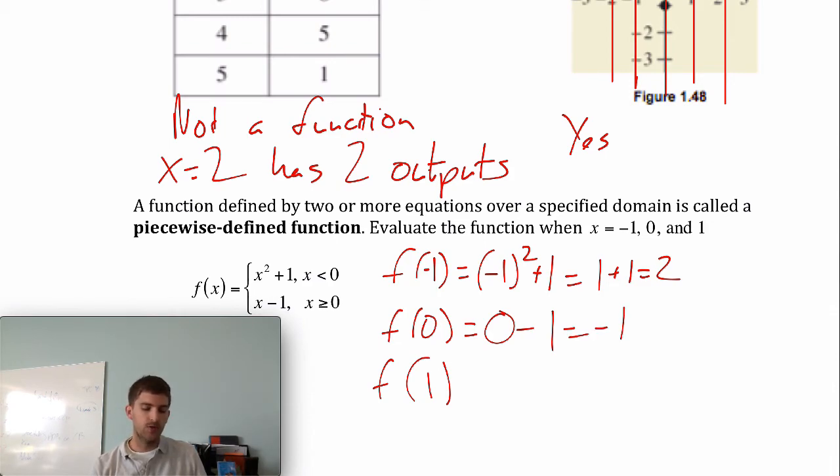For the last one, we're using x equals 1. Is 1 less than 0? Nope. Is 1 greater than or equal to 0? Yes. So we're going to use that second equation again. We have the x value, 1 minus 1, and that gives us a grand total of 0.